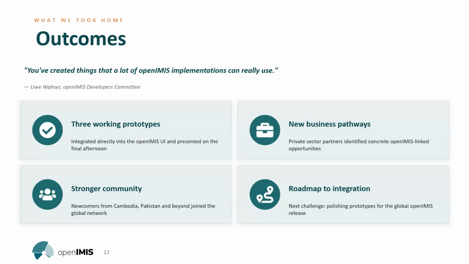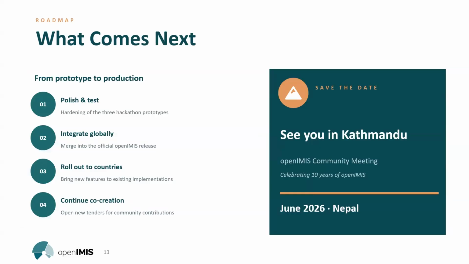And the roadmap to integration, basically, for the next challenge is to adapt and polish those prototypes for the global release and integration in the master version of openIMIS, which is a roadmap for what comes next. So from prototype to production. So we hope that what was developed during the hackathon, the three prototypes, the three ideas, will come to life in some of the implementations, so will be used in production.